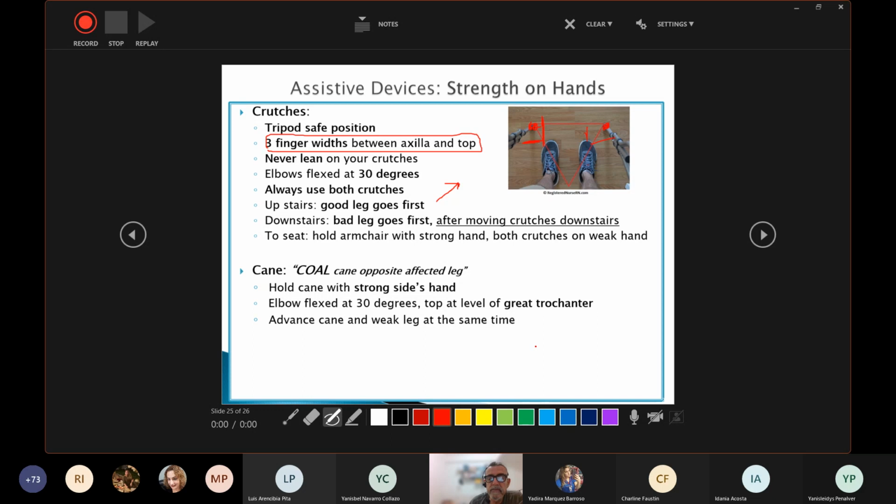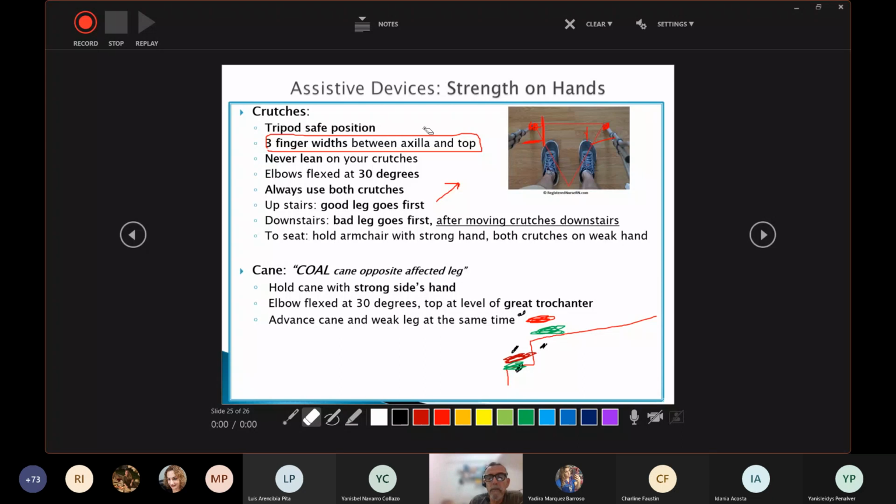I mean, if this is the step and the client has a good leg, which is green, and a bad leg that is red, and also the two crutches that are black. So going down, first go the two crutches, and then the bad leg, and last the good leg. This is the way of descending. Try to remember those details because it's very easy to remember.